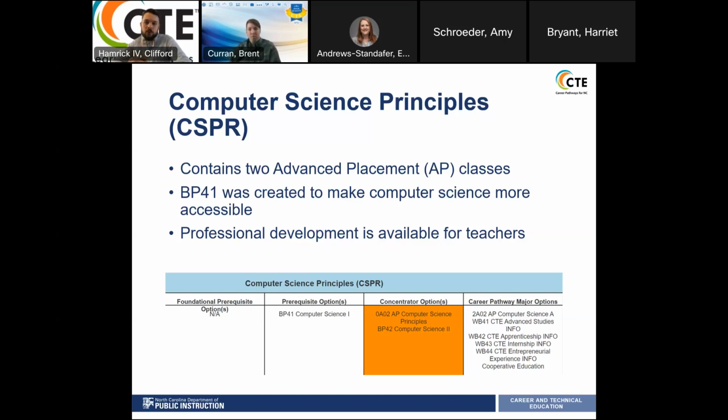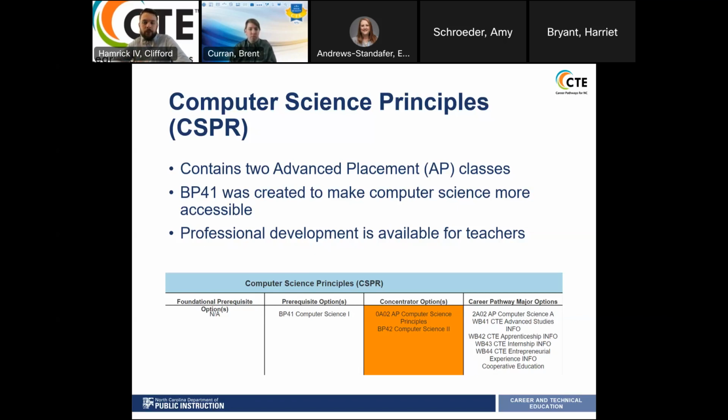Students would start with BP 41, Computer Science 1, which is actually just half of the AP curriculum. Then they would either take BP 42, Computer Science 2, which is the other half, or to be a concentrator, they can take the AP Computer Science Principles course. So either one is an option. This one does have another AP course in it, I like to point out.